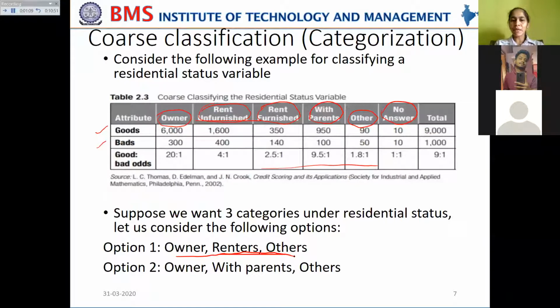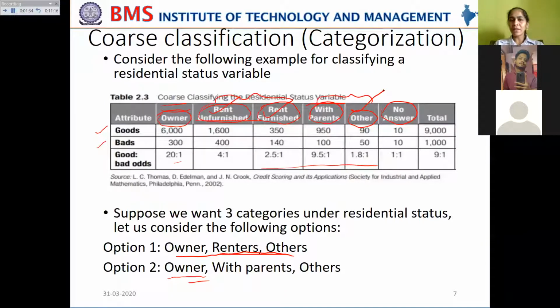Owners means we take this particular value, renters we have taken these two values, and others we have taken these two values. Now what is the second option to categorize? We have taken owner, again this parameter; with parents we have taken this parameter, and others we have taken this one and this one together. Okay, that is another form of categorization.